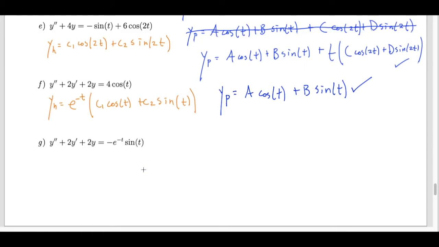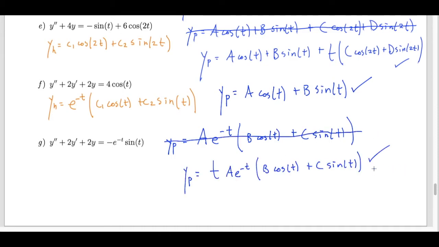In part G, I can already tell that it's not going to be the same because I do have an e to the negative t sine of t. My initial choice of y sub p would be a function like this. I've got an exponential multiplied by a sine term, so my y sub p has to be a general exponential multiplied by cosine plus sine term. This is a perfect match for my y sub h, and so this will not be feasible for my y sub p. So I have to multiply this entire thing by t to get a y sub p of this form here.